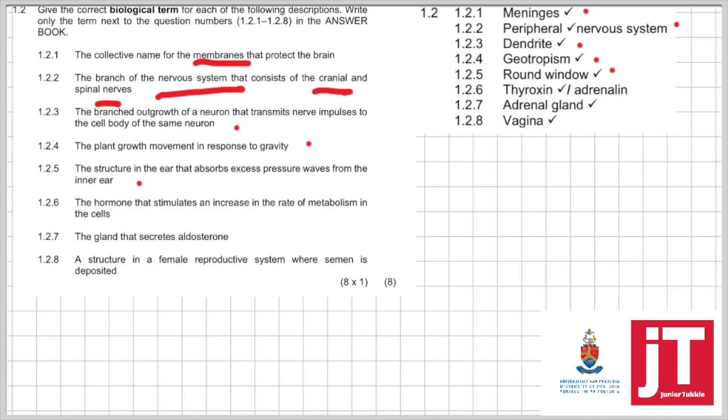1.2.6. The hormone that stimulates an increase in the rate of metabolism in the cells, we know that's thyroxine, and it could be adrenaline. 1.2.7. The gland that secretes aldosterone, the adrenal gland. And 1.2.8. A structure in the female reproductive system where semen is deposited in the vagina.